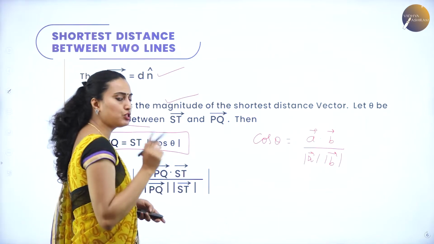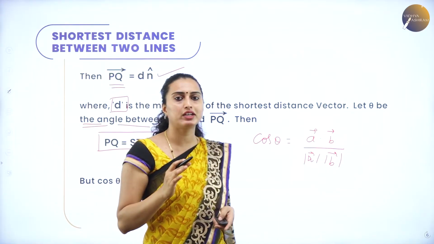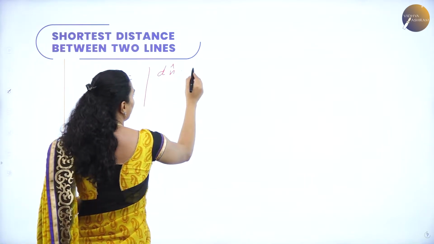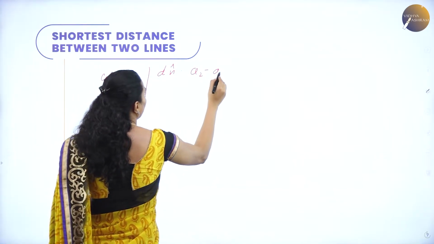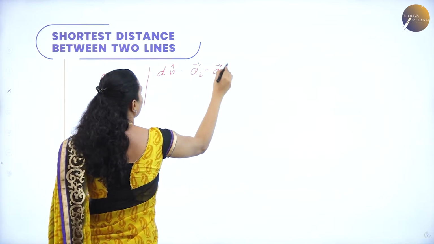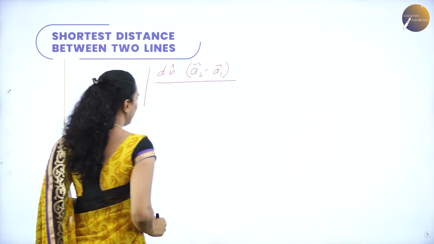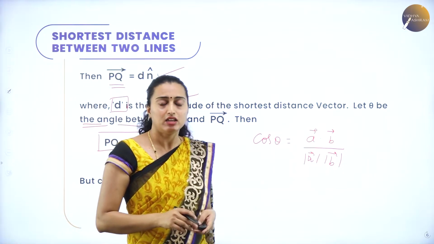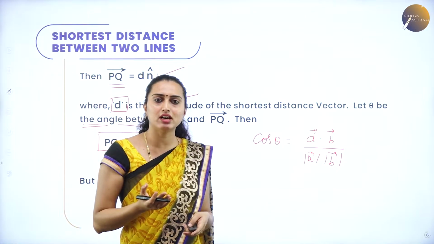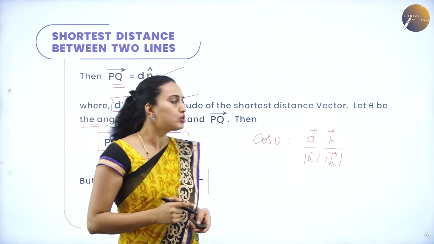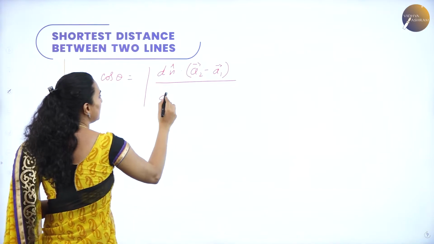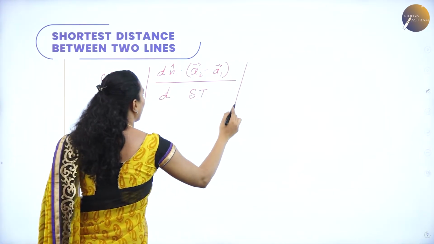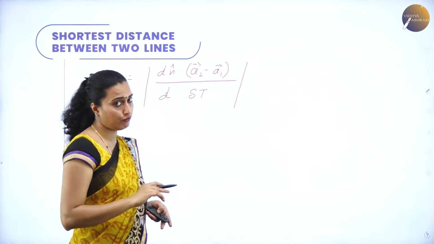ST is nothing but, as I told you, the projection of the vector A2 minus A1. So you can have ST is nothing but A2 minus A1, right? Divided by, now what is the magnitude of PQ? Magnitude of PQ is nothing but D. Magnitude of n cap is always a unit vector, which is 1. So therefore we can write simply D here. Magnitude of ST as it is I am going to write. Okay.